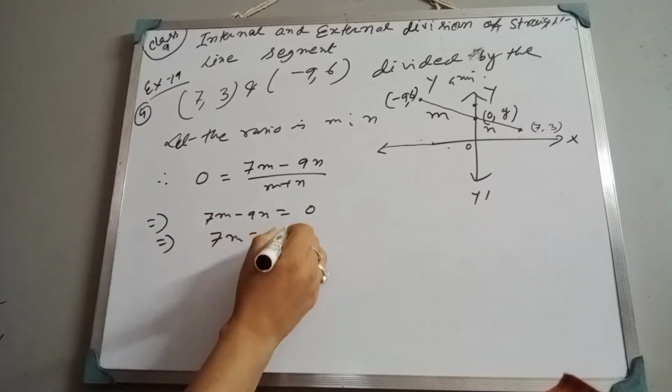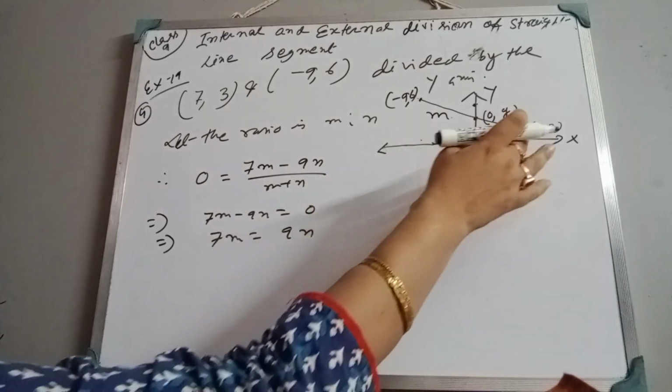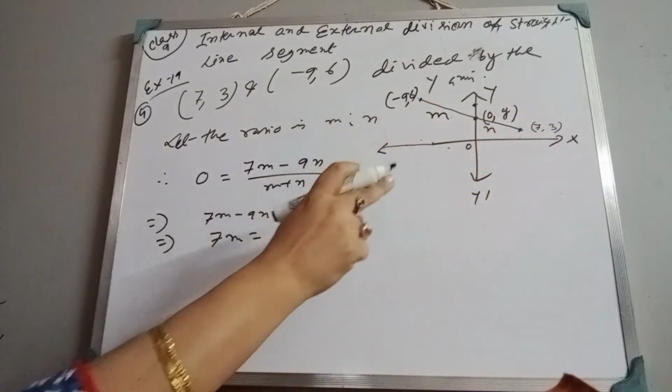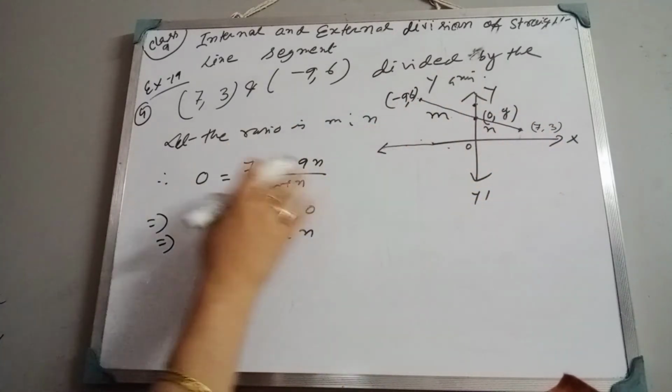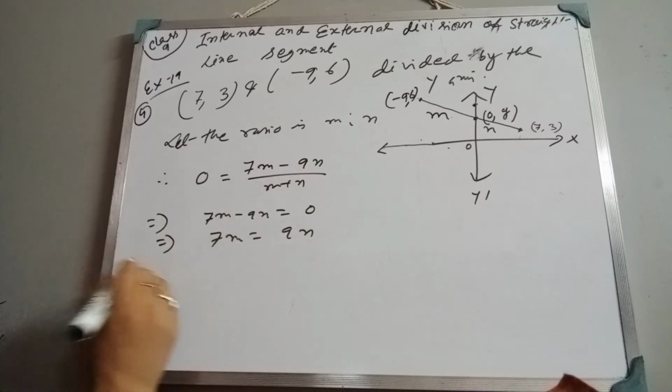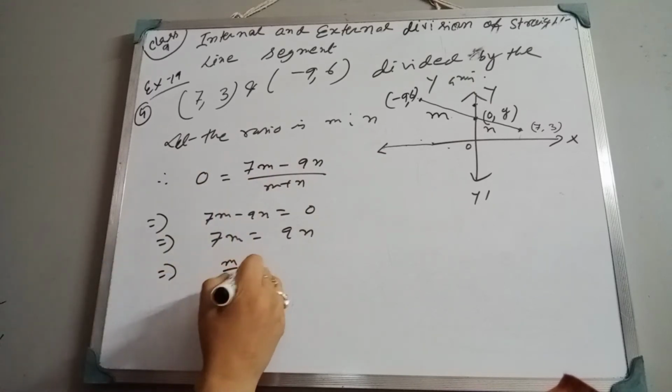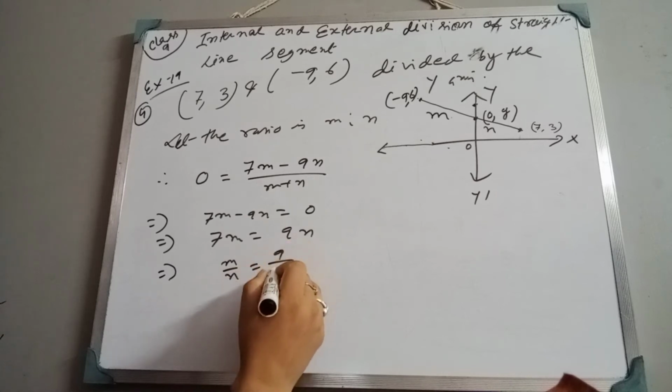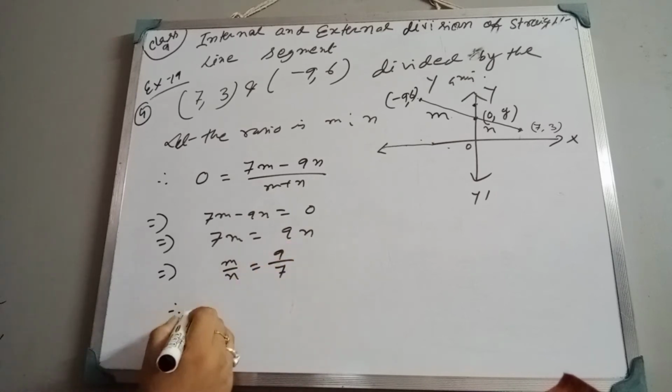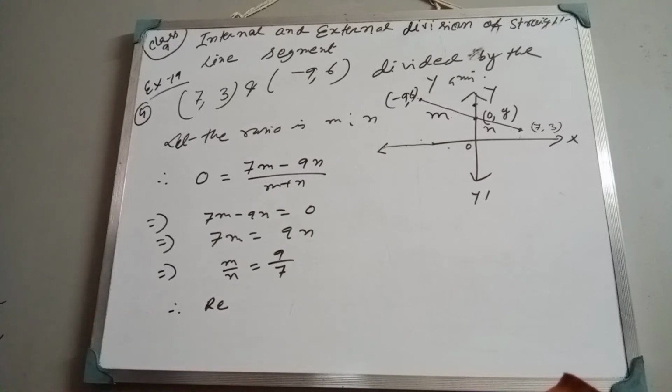No need to find the value for the y coordinate because the x coordinate is 0. So we will calculate only for the x coordinate. So m by n will be 9 by 7. So what is the required ratio? Required ratio is 9 is to 7.